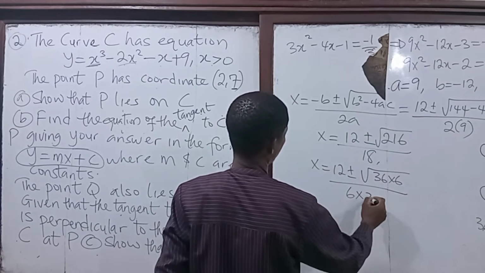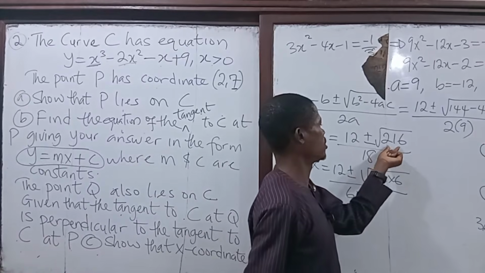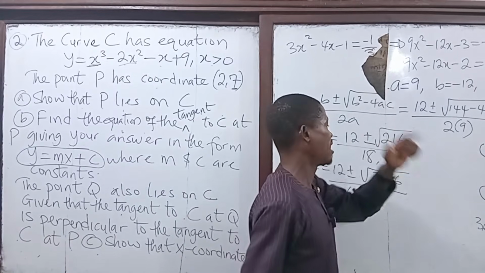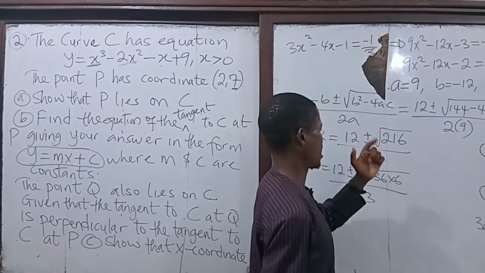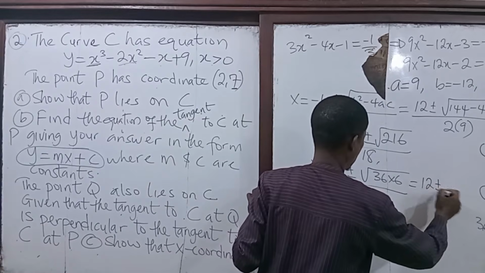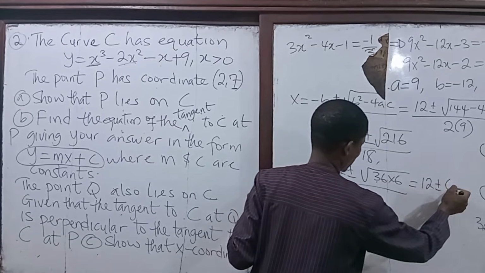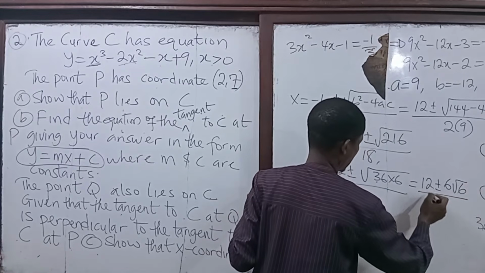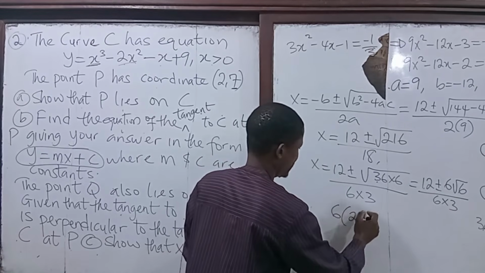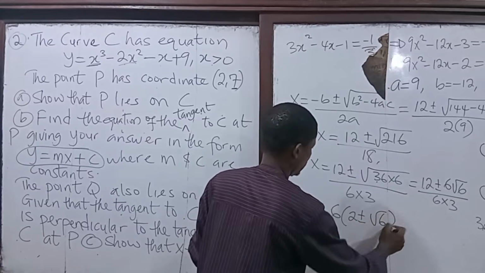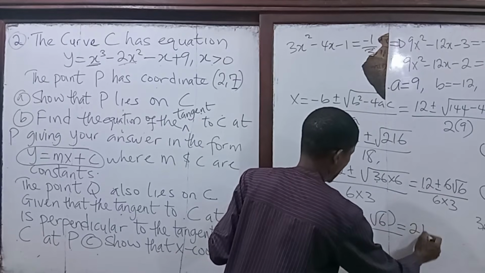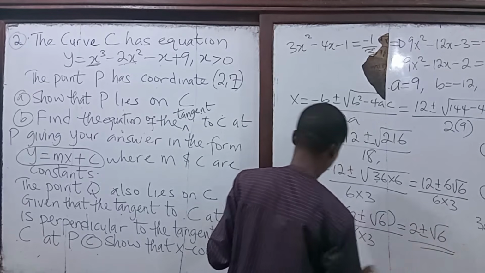So we're having x equal to 12 plus or minus the square root of 36 times 6, over 6 times 3. What we are doing is to make this a product of two numbers, such that one of those numbers has a perfect square root. That's what we have done, and that will be equal to 12 plus or minus root 36, which is 6, root 6, over 6 times 3. So then we can have 6 common, take it out. So we have this root 6 over 6 times 3. So this one cancels.